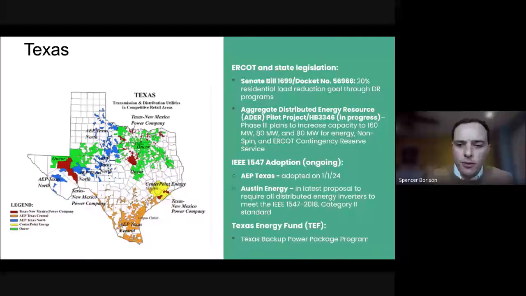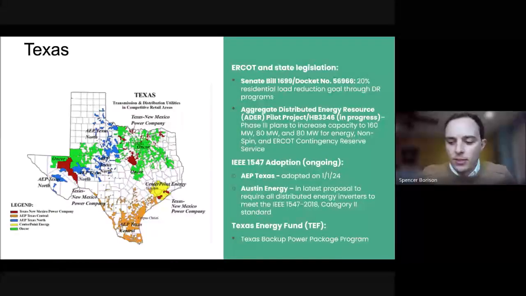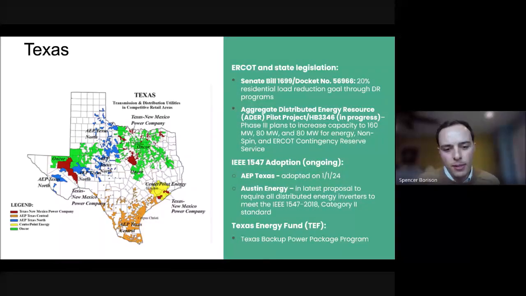The first is Texas. Like I mentioned when I was talking about ERCOT being outside of FERC's jurisdiction, there is a lot going on in Texas and specifically within ERCOT. You can see here a couple of different pieces of legislation that I think are important. The first would be Senate Bill 1699.